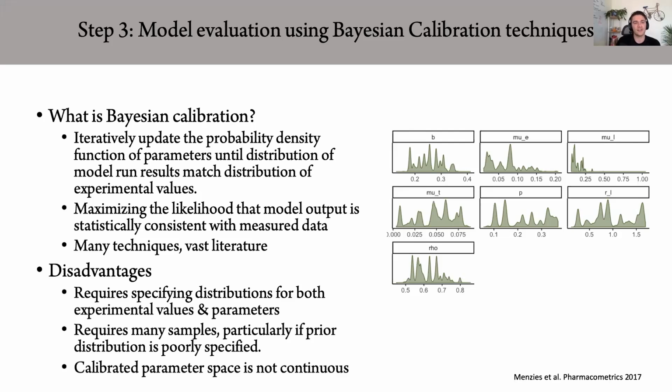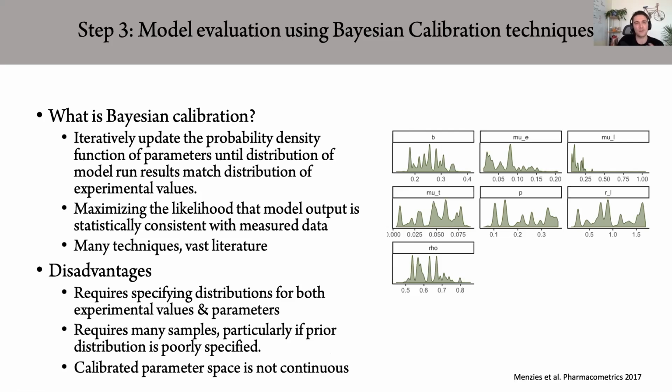However, I think there are some disadvantages in making these assumptions about your experimental values at each time point. In some contexts, our lab is perfectly happy to use calibration with a Bayesian technique, but in other contexts, we're not so comfortable making those assumptions about those experimental data points at each time point. Additionally, if you choose a poor distribution for your initial parameter estimate, this is going to require many, many samples of your parameter space in order to match those results to the measured data.